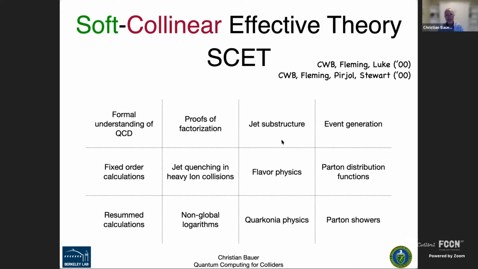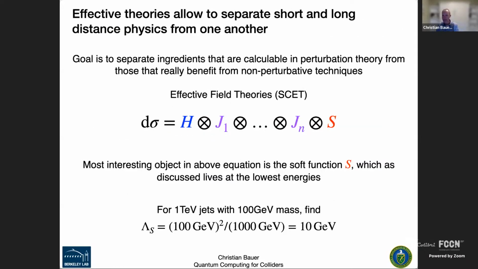It's used in many different fields of physics, from understanding formal aspects of QCD to heavy ion collisions, to quarkonia physics, parton showers, and so on. What we use it for in this talk is a proof of factorization, just showing how I can take a cross-section and split it apart into individual pieces that live at different energy scales. And again, I could give probably a whole lecture series on how to do this, but let me just give the final result.